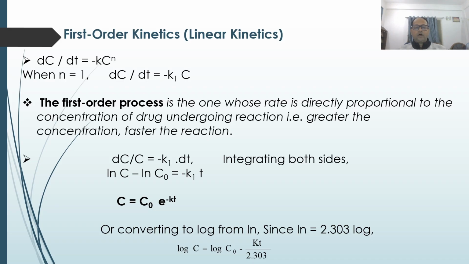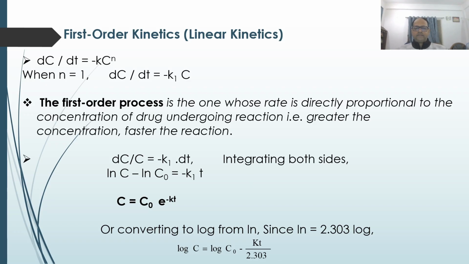Or converting to log base 10 form: when converting from the natural logarithm, ln is equal to 2.303 log. By replacing this value, the final equation in log form will be log C is equal to log C0 minus k t divided by 2.303. So this is the final equation for first order kinetics.